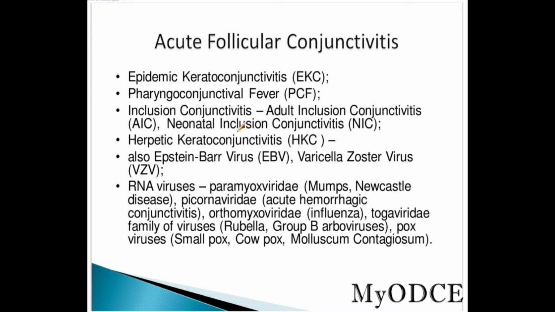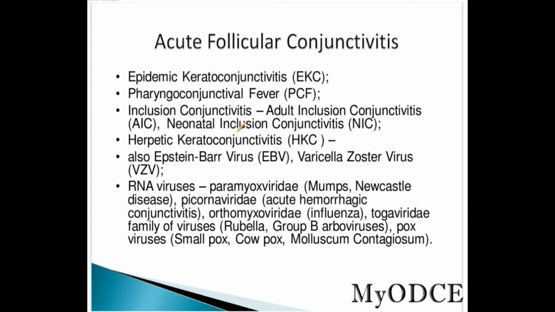As we had mentioned before, with acute follicular conjunctivitis, we have EKC, which is adenoviral. Pharyngeal conjunctival fever is also an adenoviral infection. Inclusion conjunctivitis, whether in its adult or neonatal form, is caused by Chlamydia trachomatis, which, again, we're going to speak a little bit more about later. Herpetic keratoconjunctivitis, Epstein-Barr virus, and varicella zoster are all within the herpetic family.